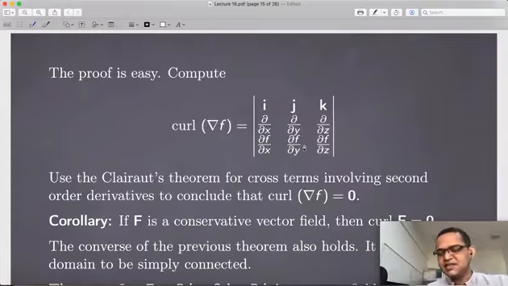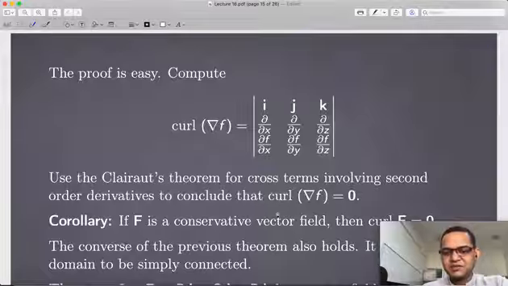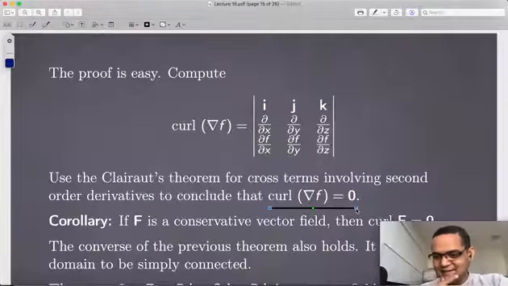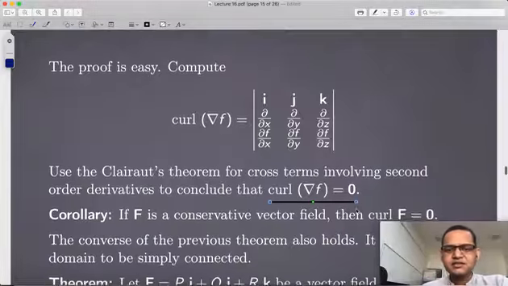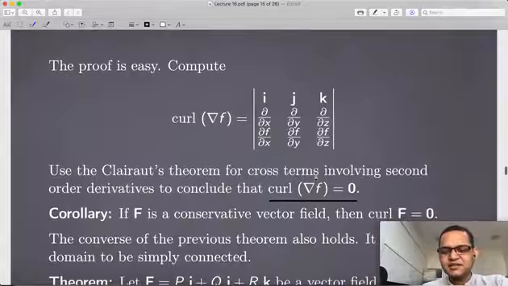If you assume that second order derivatives are continuous, then you know that the cross terms, so del f by del x del y is the same as del f by del y del x. So you can interchange the order of differentiation, and if you just use that, you immediately conclude that all the components of the vector are 0, and hence the curl of gradient is 0. Okay, so this is not really a difficult thing.